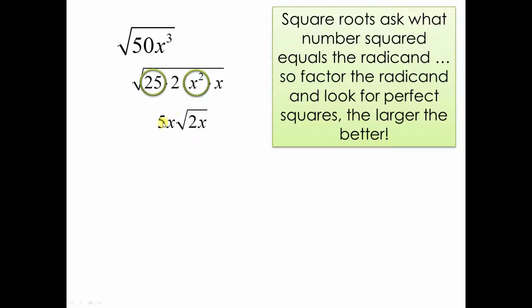So square root of 25 is 5. The square root of x squared is x. And we don't know what the square root of 2 is. Well, it's irrational. And we don't know what the square root of x is. So we have to leave it like that.